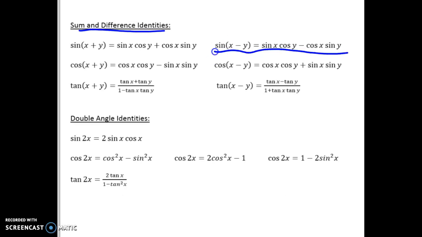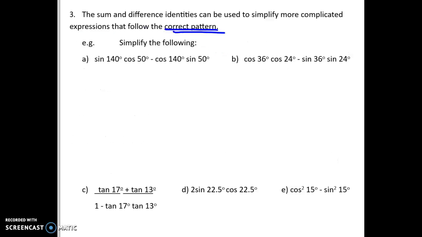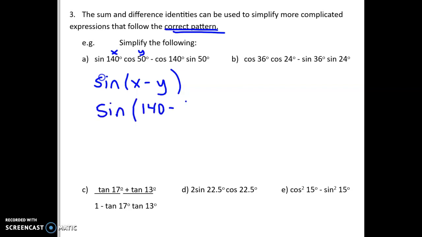So that means I can simplify it into sine of x minus y. Now the x was the first thing and the y was the second thing. So this would be sine of 140 minus 50 degrees, which simplifies to 90 degrees. So this here would just give us sine of 90 degrees when we simplify it.